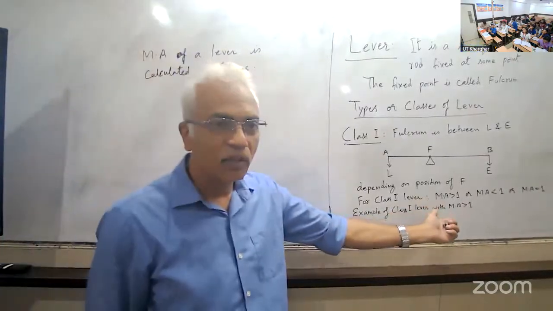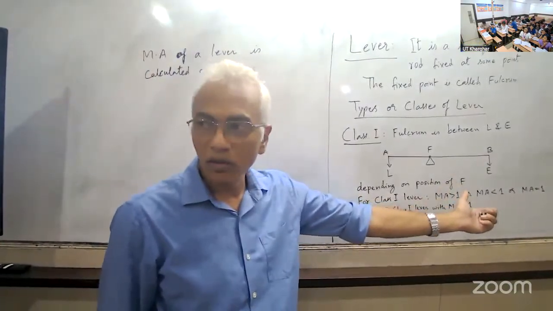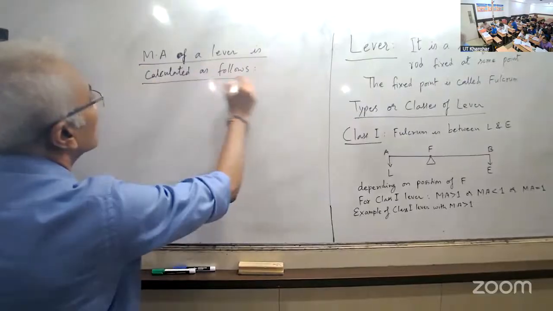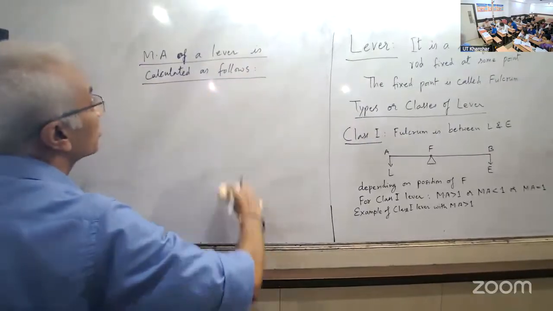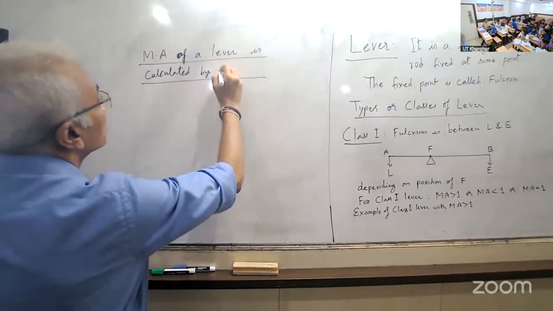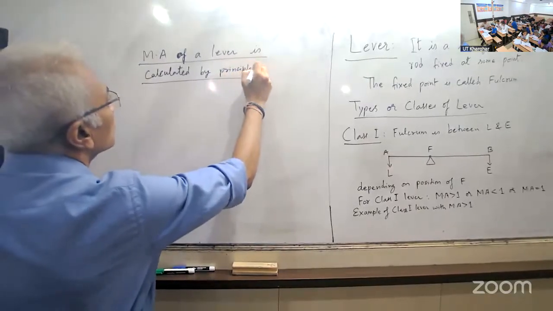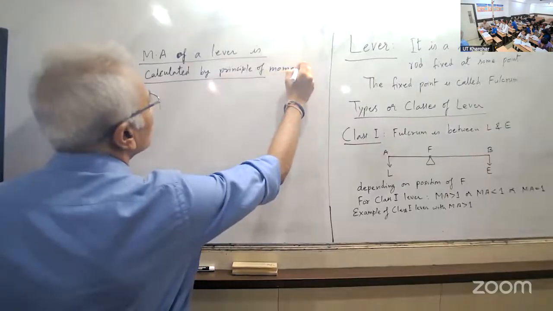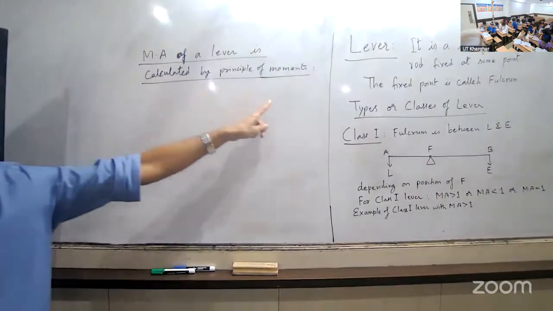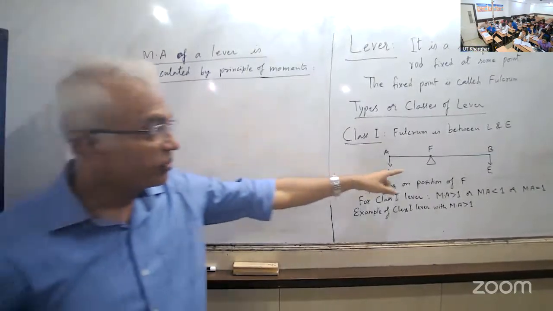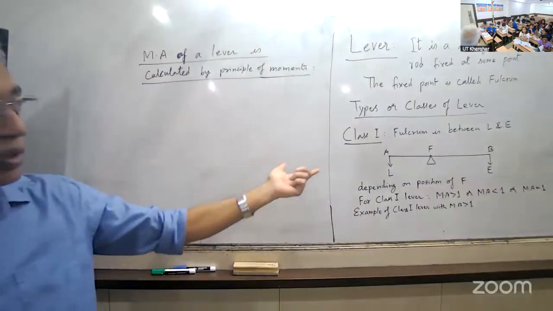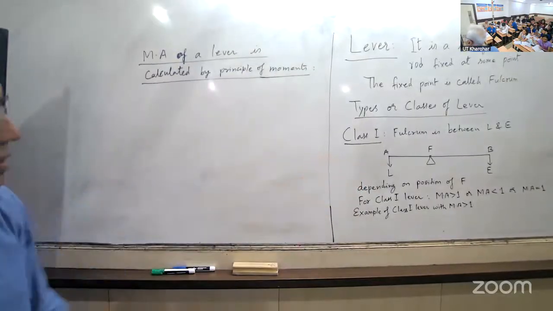ठीक है. I have written that MA could be greater than 1, less than 1 or equal to 1. How did I get it? It is calculated by applying the principle of moments. MA of a lever is calculated by principle of moment. So this we will treat as an equilibrium condition. So at equilibrium what will happen? Clockwise moment will be equal to anti-clockwise moment.